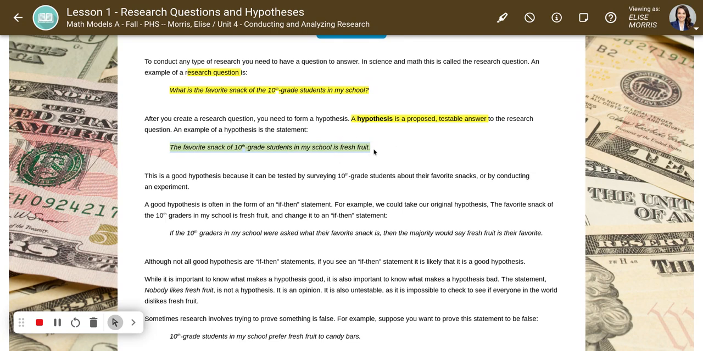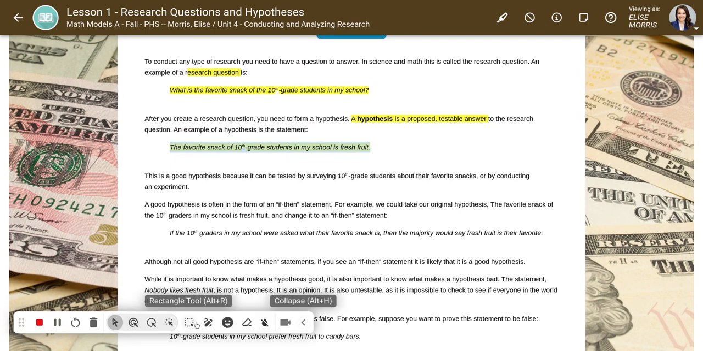So do you see how it's specific? Fresh fruit was added. You're needing something specific to test, right? And we're going to prove it true or false based on our data collection via a survey. Okay, but we're just curious what the snack is. So we make sure that the details are all the same and we pick something that's testable and specific. All right, it's a good hypothesis.